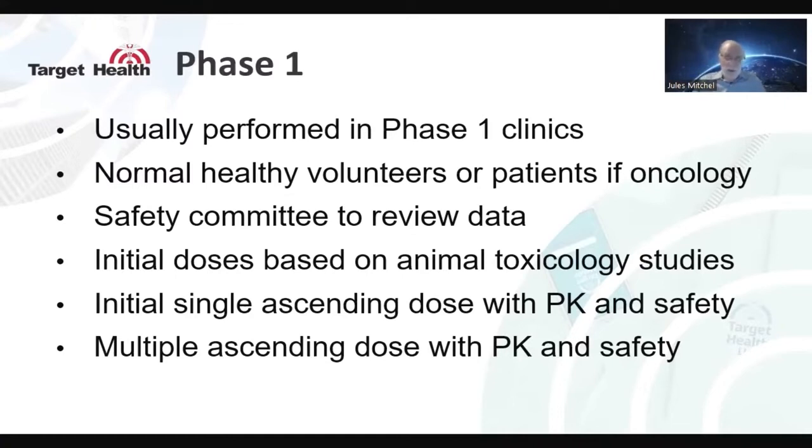Then usually the initial doses are based on the animal toxicology and even some of the pharmacology studies, because there's usually a ratio. We're not going to get into the details of the animal dosing and the animal toxicity. It usually is thought to be at least 10 times less than what we saw in the animals. And then we do our ascending single dose with PK and safety, and then multiple ascending dose. Next, please.